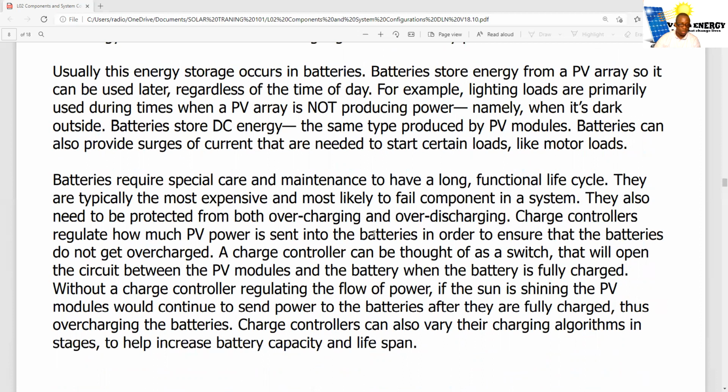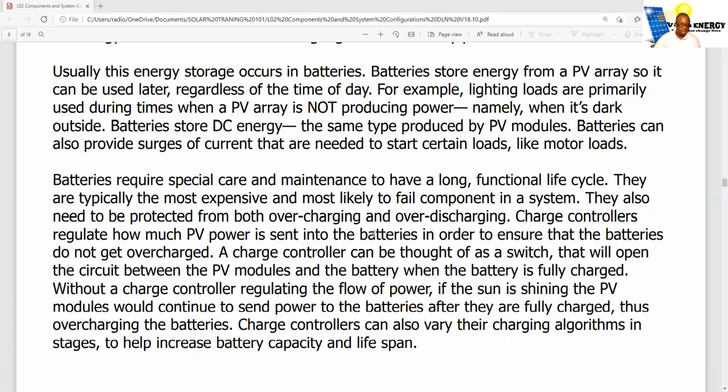overcharging and over-discharging. A charge controller regulates how much PV power is sent into the battery in order to ensure that the battery does not overcharge. A charge controller can be thought of as a switch that will open the circuit between the PV module and the battery when the battery is fully charged. Without a charge controller regulating the flow of power, if the sun is shining, the PV module will continue to send power into the battery after it is fully charged, thus overcharging the battery.